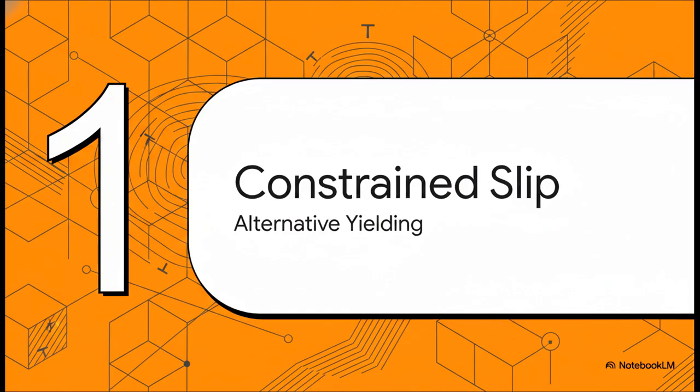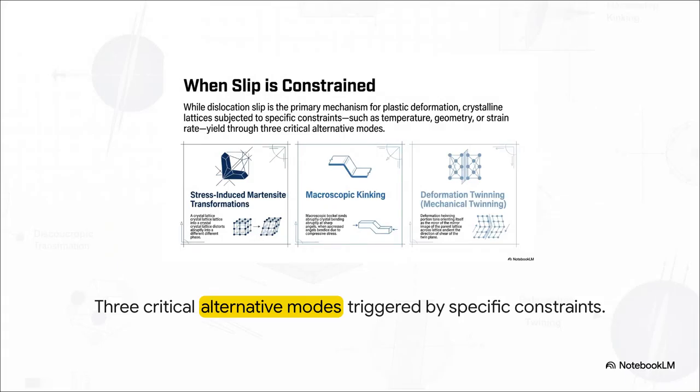When slip is constrained. Think of dislocation slip as the path of least resistance, right up until it isn't. When a crystalline lattice faces some extreme constraints, like, say, exceptionally low temperatures, tricky geometric limitations, or incredibly high strain rates, dislocation motion becomes energetically unfavorable. Basically, it's blocked. But the material still has to yield to that applied stress, right? So this triggers 3 critical backup plans: stress-induced martensite transformations, macroscopic kinking, and deformation twinning. Let's move to our first mechanism and see how this plays out.